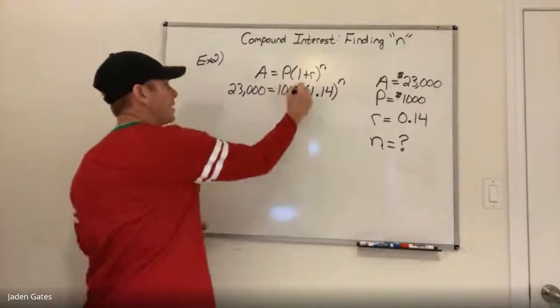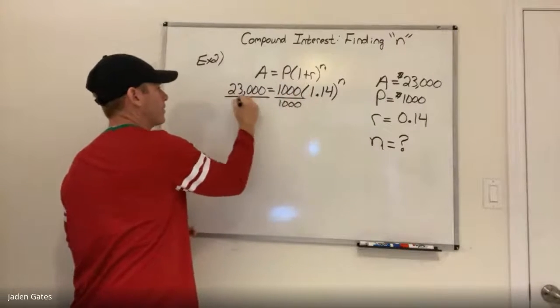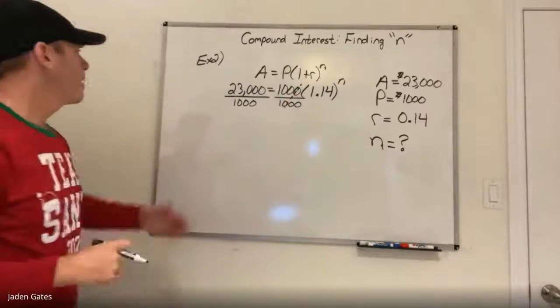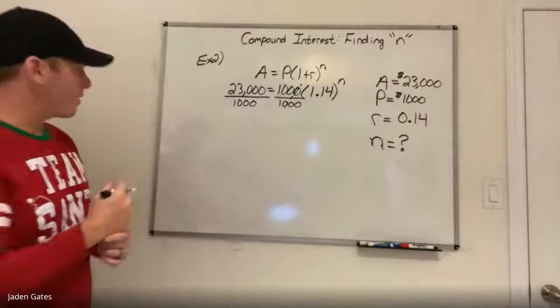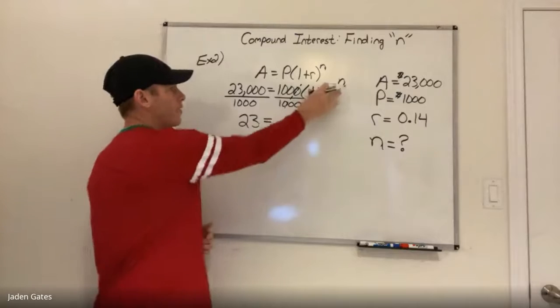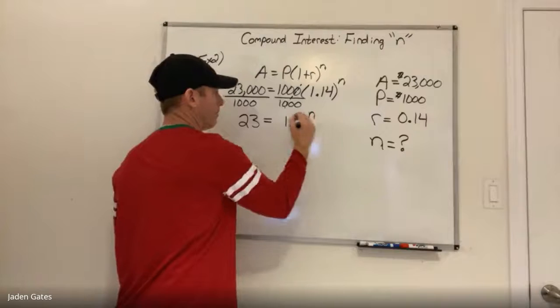But again, I'm going to have to get rid of this 1,000 first, so I'm going to divide both sides by 1,000. All right, so those divide each other out. Well, 23,000 divided by 1,000, I don't have to use a calculator for that. It's just going to be 23. And then over here now I have my 1.14 to the power of n.